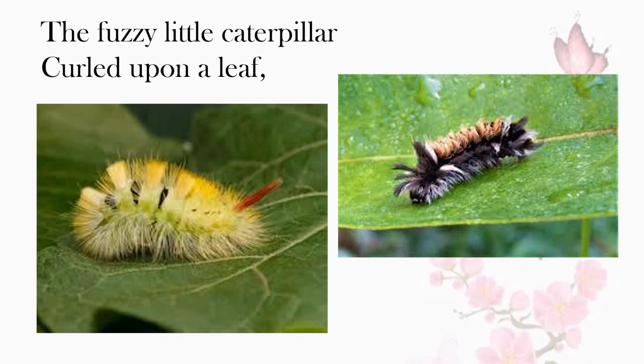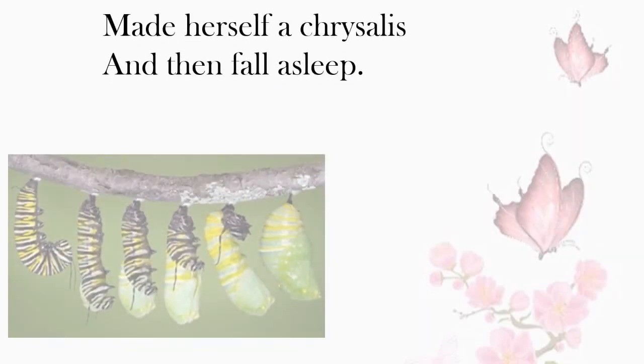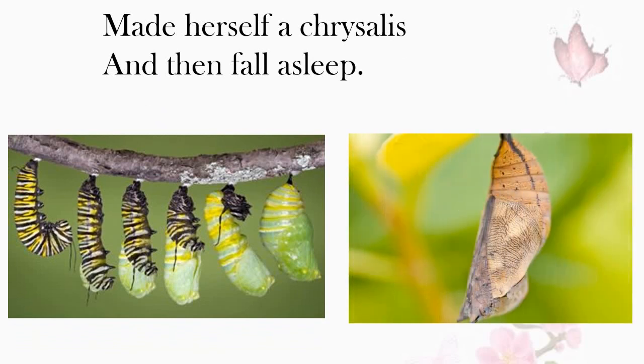Students, if you have seen, for example, a dog or a cat, when they sleep, they also curl the body while sleeping. So, in the same way, here the caterpillar curled upon a leaf, made herself a chrysalis and then fell asleep. Students, what is meant by chrysalis? A stage in the life cycle of a butterfly.